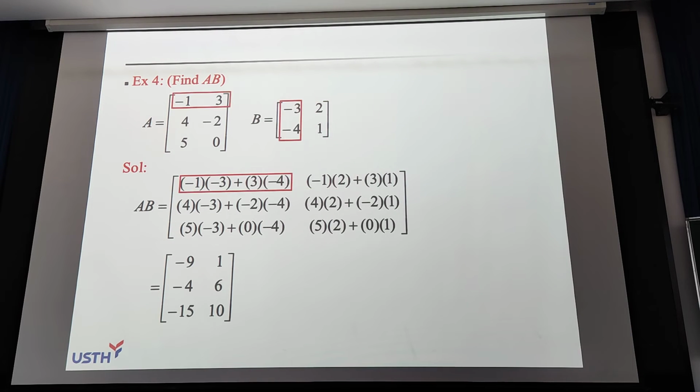We take the first row of A and the first column of B, multiply corresponding entries, and we get that one. And if we take the second row of A and the second column of B, we get that number. And that is the way we multiply two matrices A and B together.